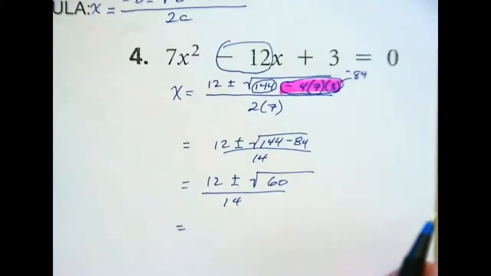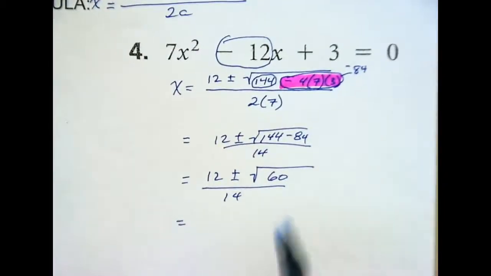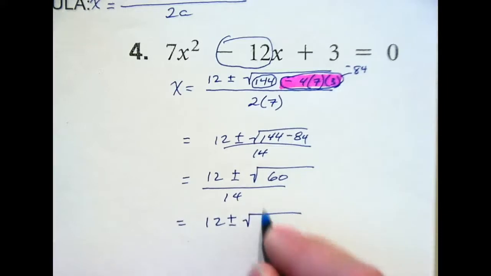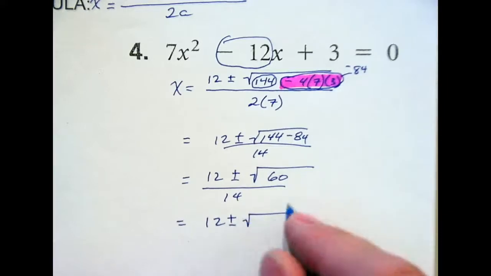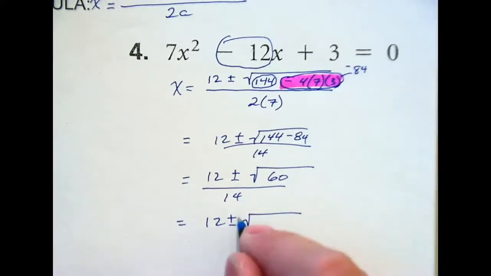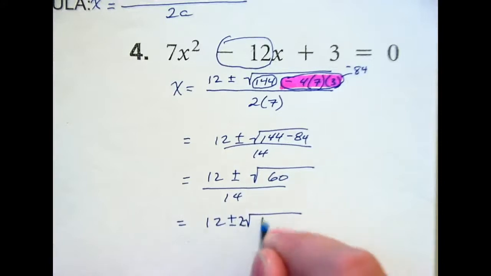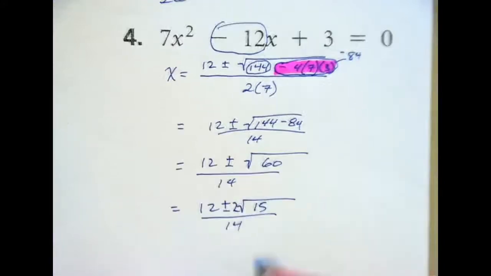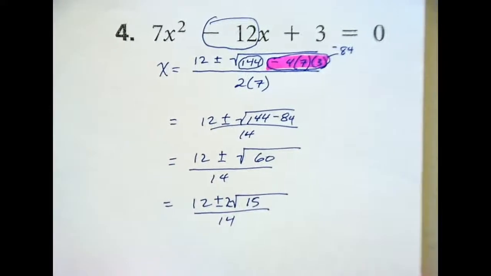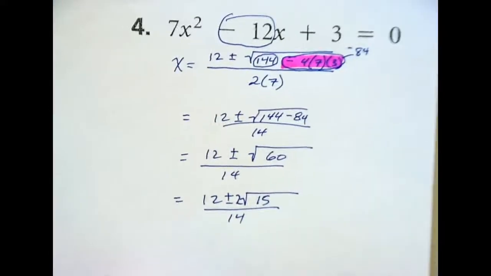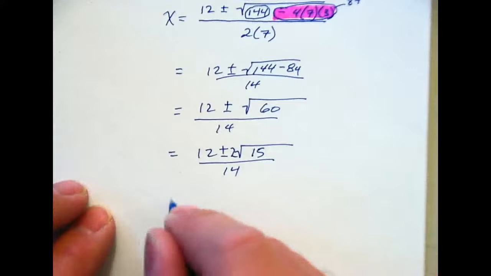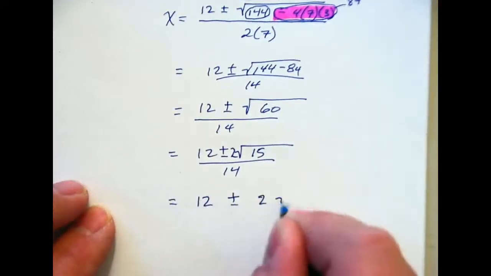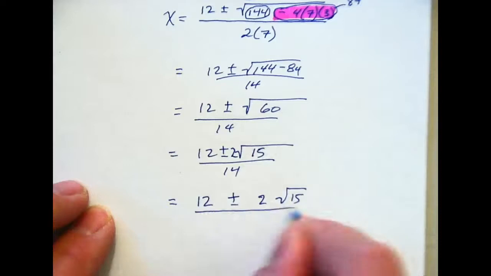Irrational. That radical isn't going to simplify completely. It'll simplify a bit. All right, you get 12 plus minus, 4 times 15, which breaks down to 2 root 15 over 14. So we can simplify anything outside radical symbols. So let me write this a little bigger for you and separate it a bit. 12 plus minus 2 root 15 all over 14.